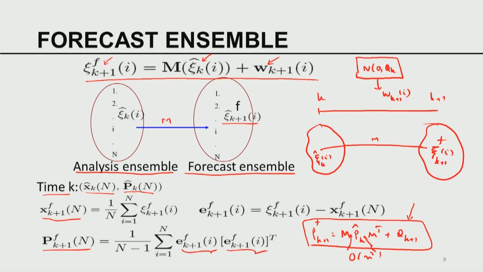So this is the outer product matrix. I am trying to add capital N outer product matrices. The size of this matrix is n by n, but I have only capital N samples. So the rank of P_{k+1}^f using N samples is no more than capital N. Capital N is much smaller. So by definition, you are dead on arrival.